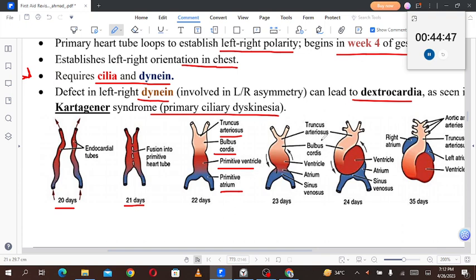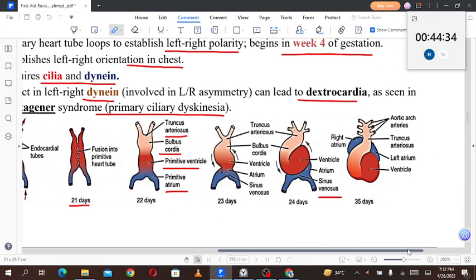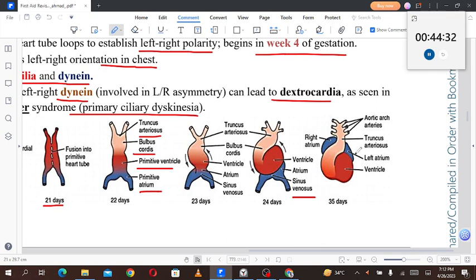Now we have the truncus arteriosus and the bulbus cordis. Now you can see the rotation. It is rotating in an anti-clockwise fashion, in this direction. So first, this rotation will occur. Then the ventricle, atrium, and sinus venosus will look like this, and ultimately this is the configuration that will be attained. The aortic arch arteries will come out; there are 6 aortic arches and 6 aortic arch arteries, the truncus arteriosus, left atrium, ventricle. On the 35th day, the heart looks something like this.